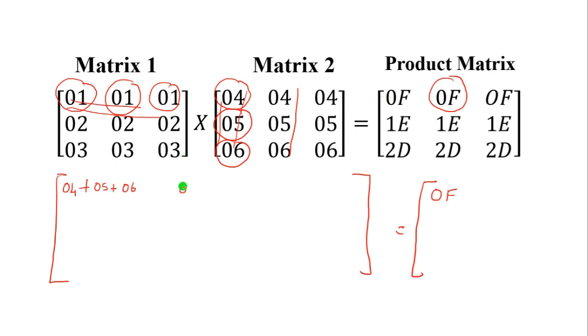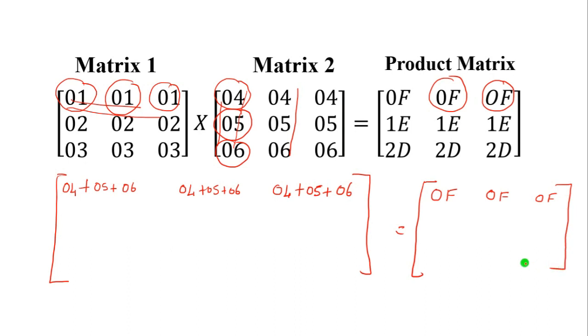How are we going to take? 04, 05, 06. Okay, clear? Next, the first row is to be multiplied with the third column of the second matrix. The result is 0F. This is the third element of the product matrix. The value becomes 04. That is, the 01 is to be multiplied with the 04, and this 01 is to be multiplied with the 05. That's why the value becomes plus 05, plus this 01 multiplied with this 06, which becomes 06. What is the result? 4 plus 5 is 9, plus 6 is 15. That's why that value becomes 0F.